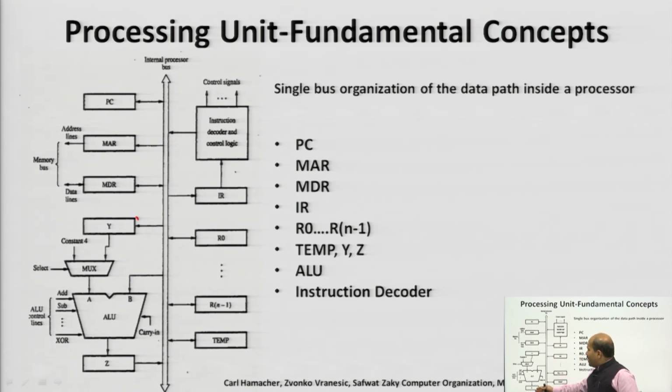These are Y and Z registers, which are used for operand transfer and for result storage, and these are ALU registers or system registers. This is your instruction decoder, where we decode the instruction which is stored in IR, the instruction register. The instruction is decoded here and this instruction must be stored in IR first. These are general purpose registers R0 to Rn-1 and this is a temporary register. So, the programmer can use these registers for their operations.